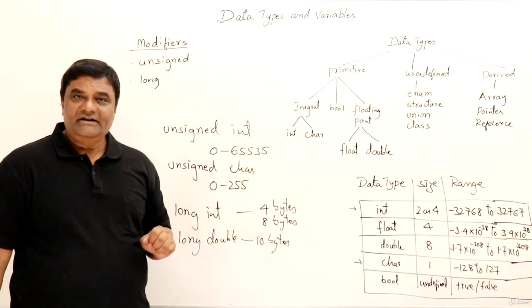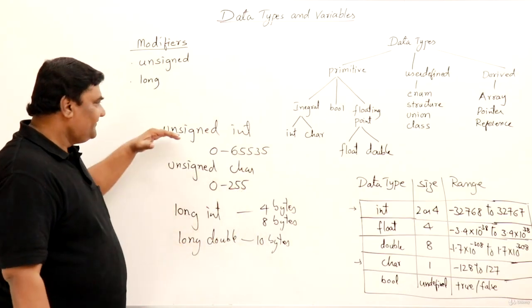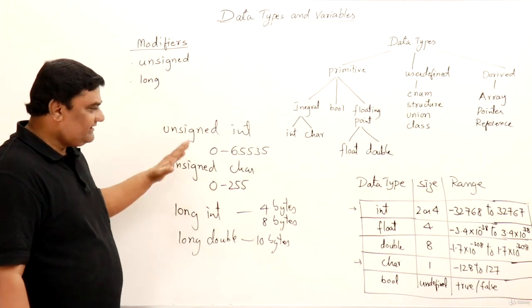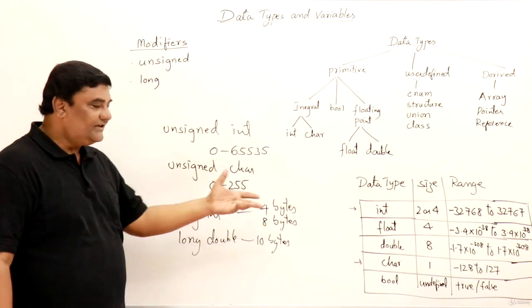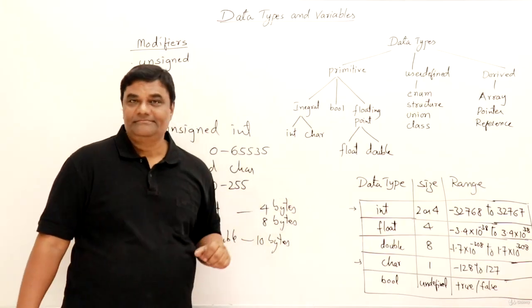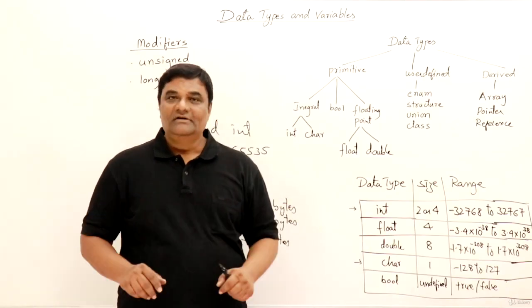So that's all about modifiers. Modifiers, you can use them with limited data types. You cannot use unsigned with everything and you cannot use long with everything. You cannot have long char. So that's all about the data types.